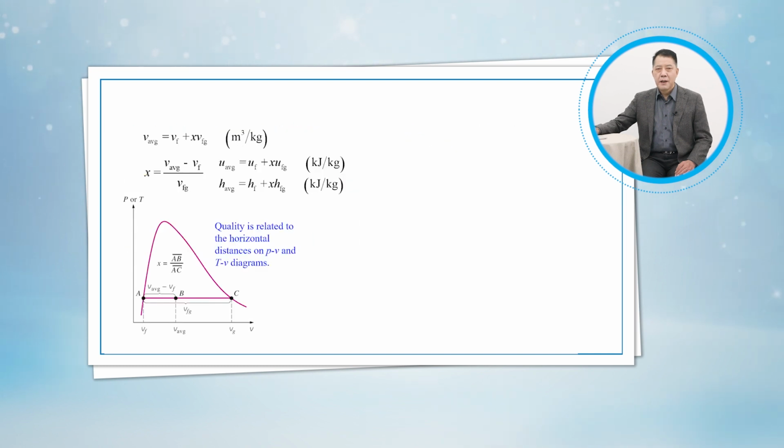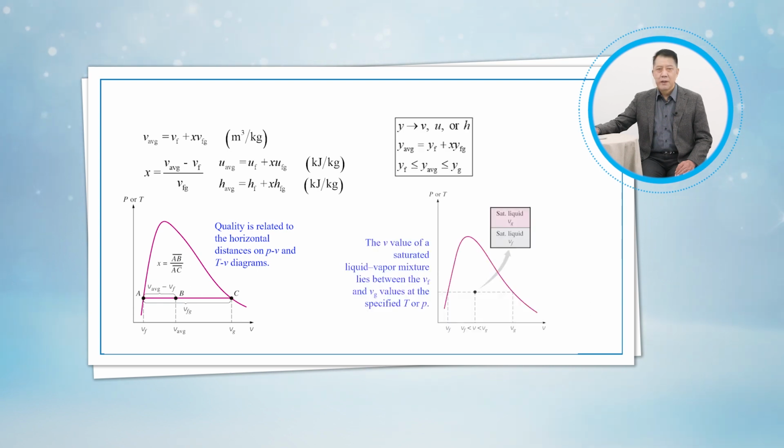The properties of the saturated liquid-vapor mixture can be determined by the quality of the mixture and the corresponding properties of the saturated liquid and the saturated vapor. Quality is related to the horizontal distance on PV and TV diagrams. The properties of the saturated liquid-vapor mixture, V, U, H, and S, can be determined by the relations.